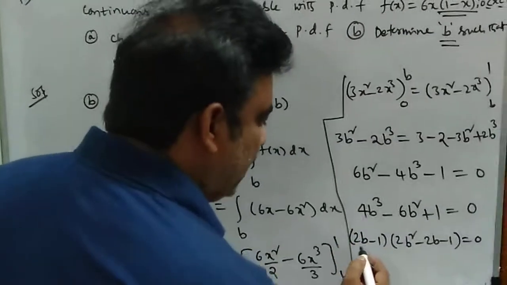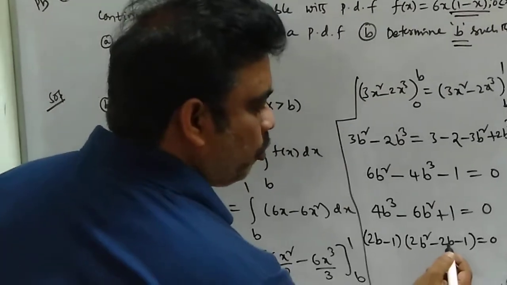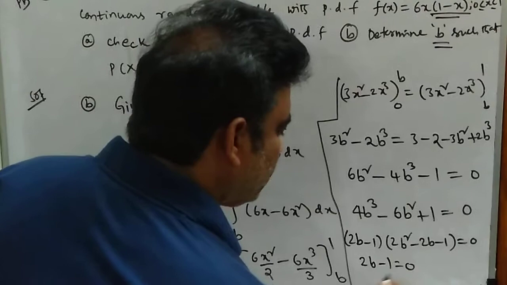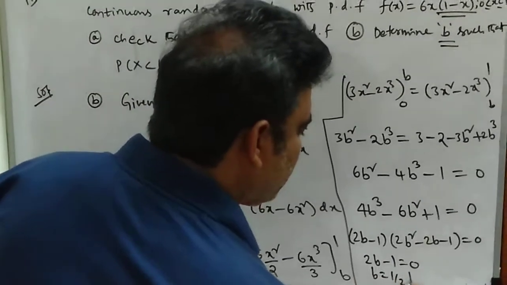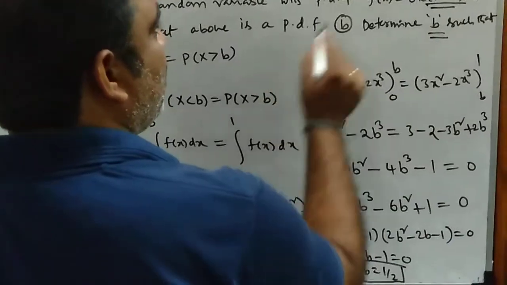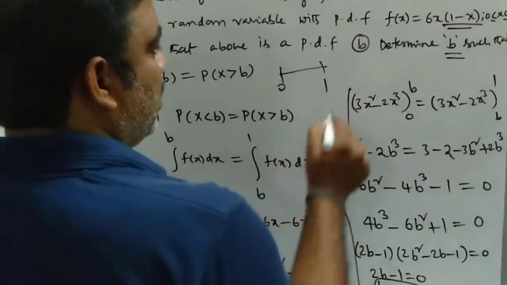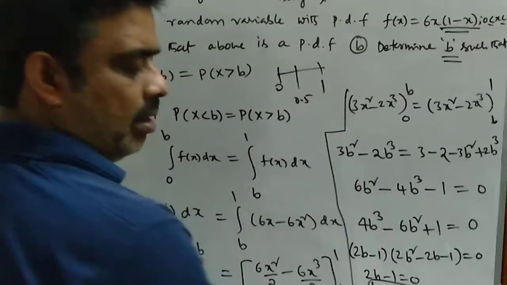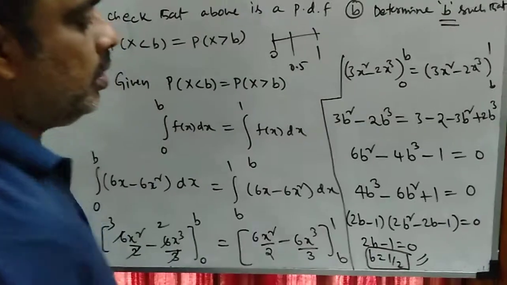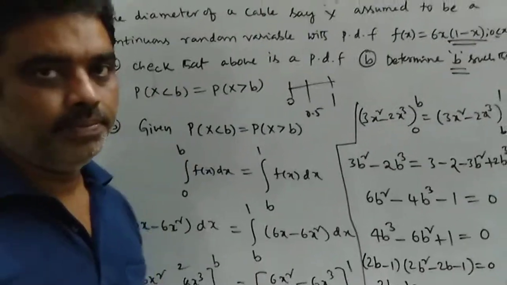In factor form it is (2b minus 1)(2b square minus 2b minus 1) is equal to 0. That means 2b minus 1 is 0 and b is equal to 1 by 2. So this will satisfy because b is a value in between the 0 and 1 interval. This is 0.5. Am I right or not? So therefore the value of b is equal to 1 by 2, which is the solution of the second bit.